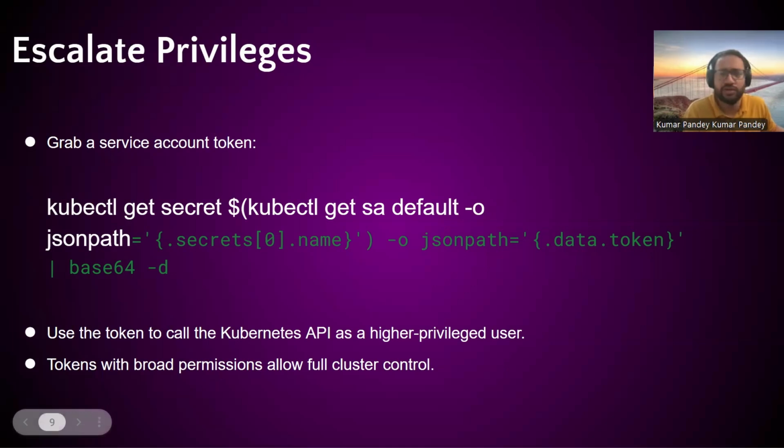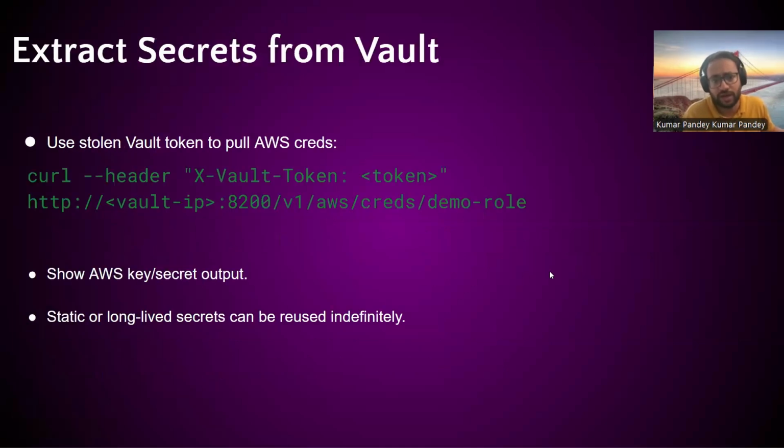So if I can do anything, what will I do? I will first extract the secret from the vault. To extract the secret from the vault, here is the command. Just do the curl, define the token, define the IP of the asset, and then define the APIs through which you want to access the credentials. And it will give you the details of the entire secret and the static long-lived secret.